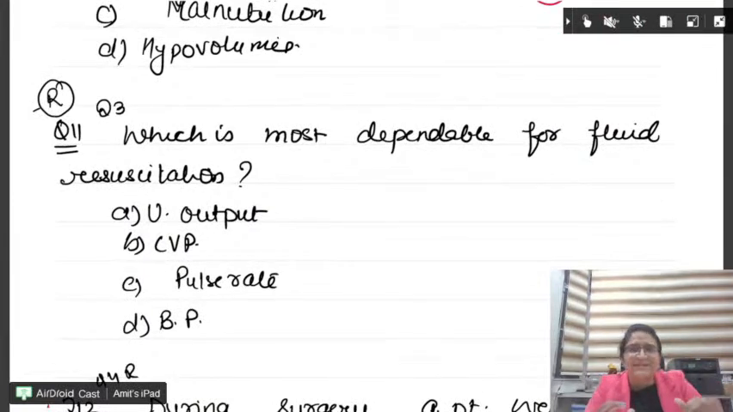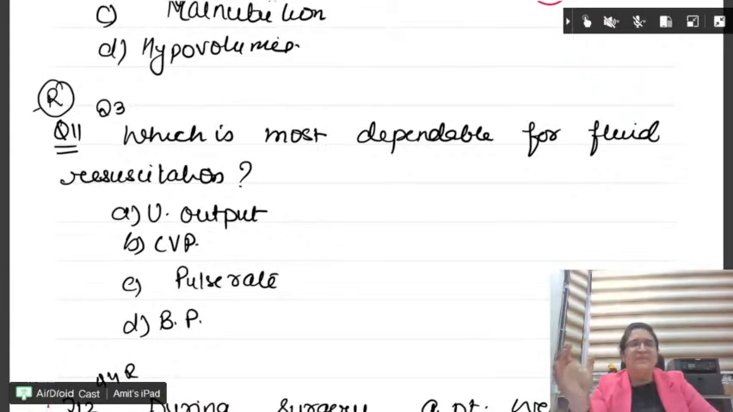Which is the most dependable factor for fluid resuscitation? Urine output, CVP, pulse rate, BP. I have repeated this. Very good everyone. Since I repeated it, you will be able to answer. Don't get confused that CVP can also be the answer; it cannot.